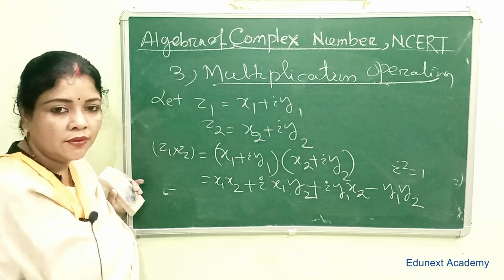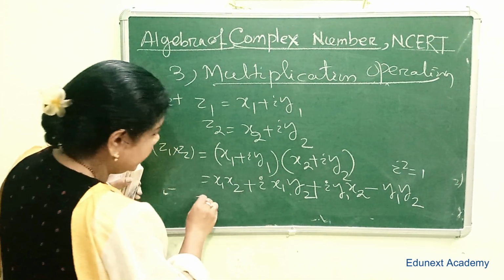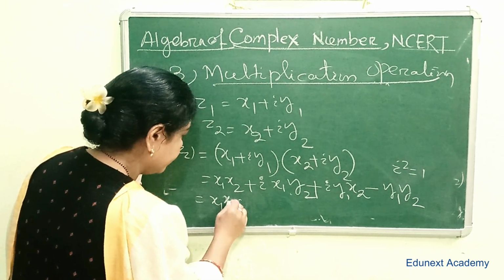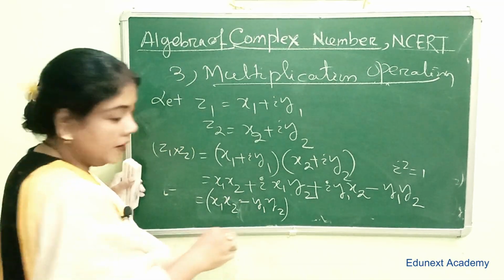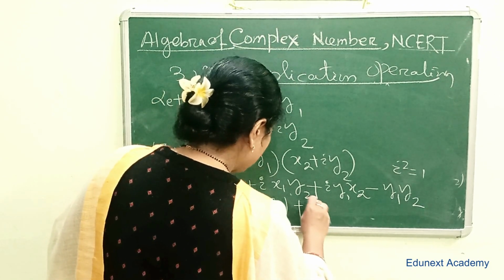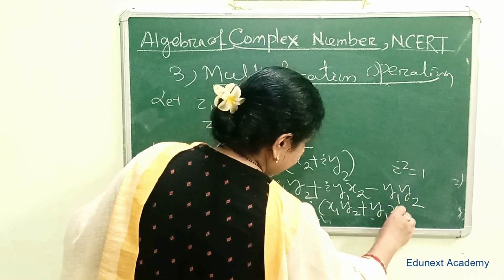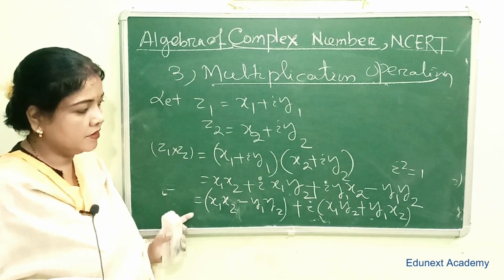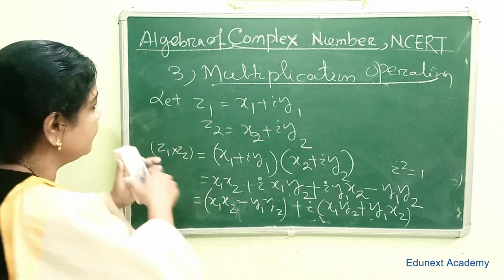Now after solving, take the real parts together, that is x1 x2 minus y1 y2. Then plus i, taking i common outside, x1 y2 plus y1 x2. In this way we can do the multiplication operation.